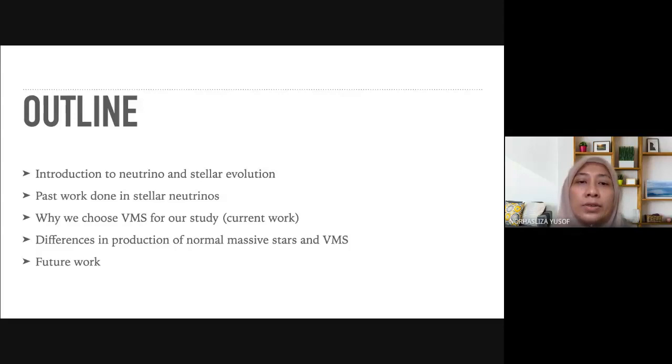I studied the evolution of very massive stars, but that was purely based on astrophysics. In this work, we combine the importance of neutrino physics for this particular type of star. After that, we will see the different production of neutrinos in normal massive stars and in very massive stars. Due to the difference in lifetime itself and how they evolve throughout their lives, the process will be a bit different. Then we are going to discuss future work, which is our ongoing work, and the challenges that we need to address when we want to study this topic.